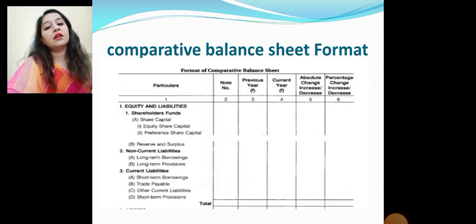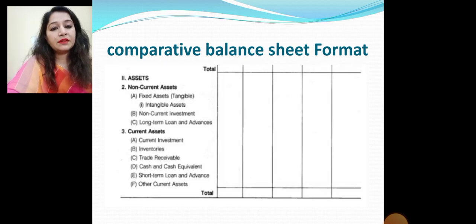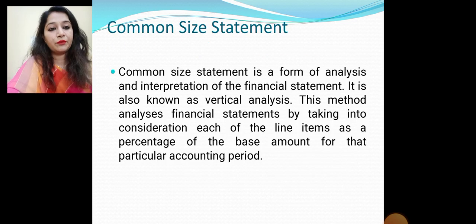First is liability, that is shareholders fund, current year liability. Then first is shareholders fund. This is the bifurcation of liability. Second is non-current liability. Third is current liability, and then total of liability. Next, asset part. First is non-current asset, that is fixed asset, and then current asset, and this is the total. And changes will be made, percentage will be made. This is the way how we make the comparative balance sheet. This is the pro forma.